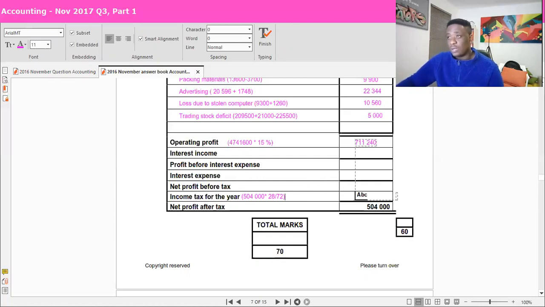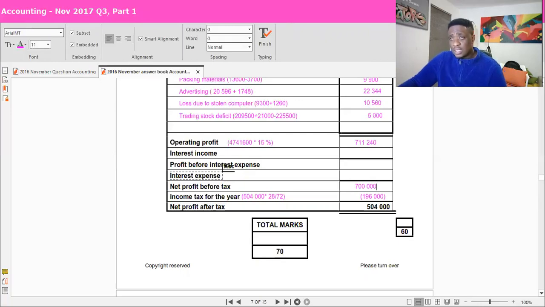And then that would give you an amount of, let's make sure that we put it in brackets, 196,000. And then what you would then need to do would be to add the 504,000 plus the 196,000 in order to get the net profit before tax. And the net profit before tax would then be 700,000. The other way to calculate this would have been to take the 504,000 and multiply it by 100 and divide by 72. That's another way you could have gotten to it.